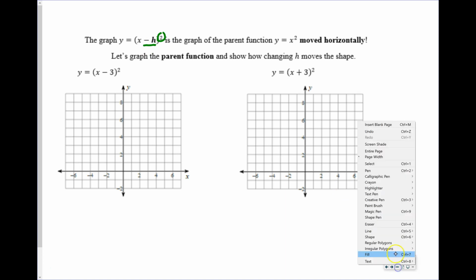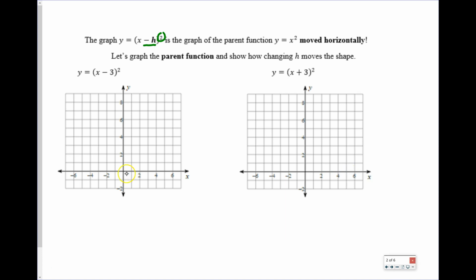So I'm going to start again by graphing the parent function. You don't have to do this every time. I'm showing it to you so you can see how it moves. So there's my vertex, over 1 up 1, over 2 up 4, over 3 up 9. There's my parent function. So I'm going to graph that first. All right, draw your parent function.